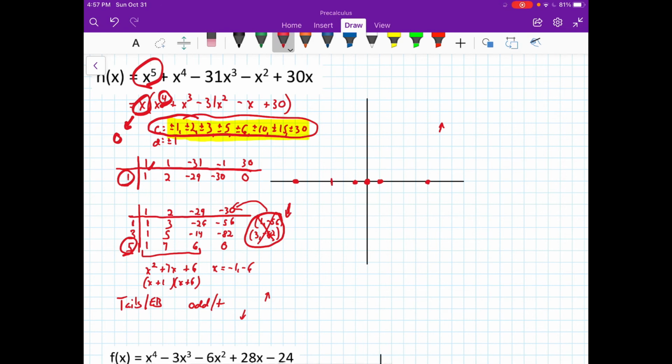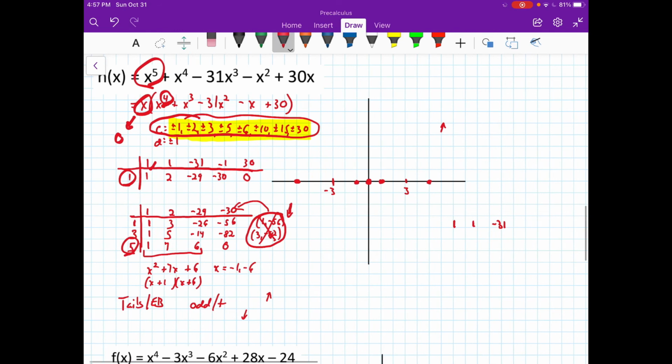Let's go ahead and try -3 and 3. We'll put in those. Now, we can plug in, but remember, we also can do synthetic division. So let's do synthetic. I think that might go a little quicker. So we have 1, 1, -31, -1, 30, and we do have to put 0 out here because there is a constant of 0.